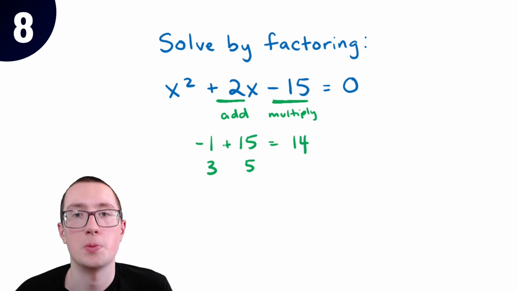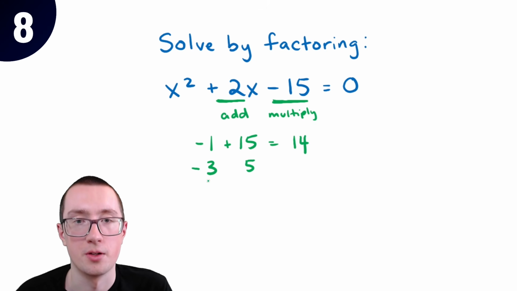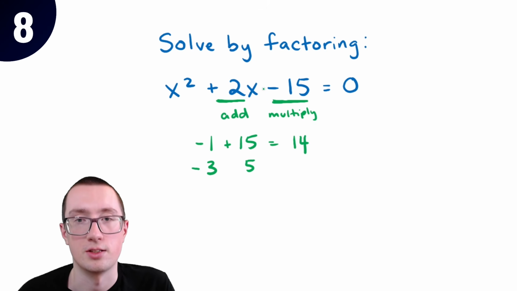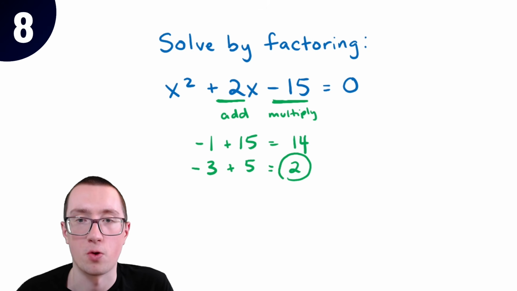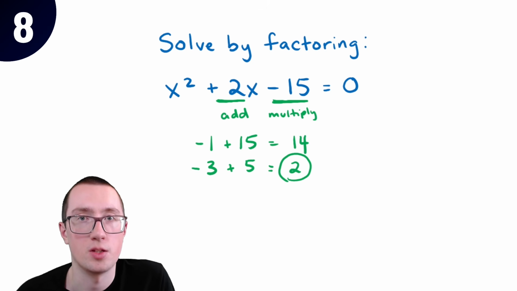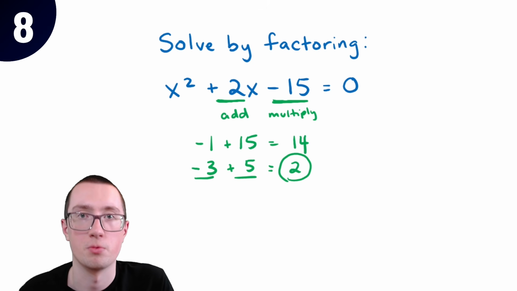And remember that we have to put the minus sign on the smaller number because we're adding up to positive 2. So negative 3 times 5 is negative 15. And if we add these together, we get 5 minus 3, which is 2. That is what we're looking for, right? That's our magic number. So that means that our numbers that we're going to put in the parentheses are negative 3 and positive 5.